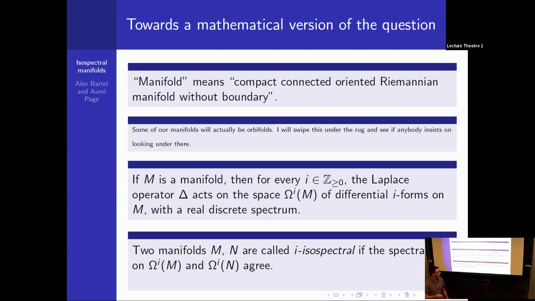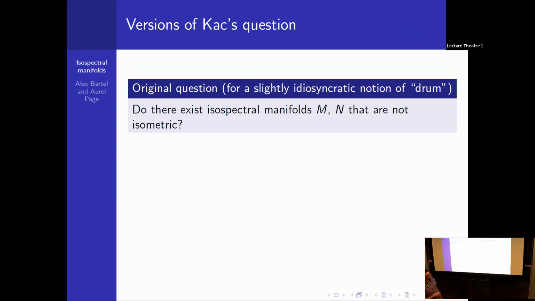Zero-isospectral is abbreviated to isospectral, so that's the spectra on functions. And so the original question can be phrased as, and this is the contrapositive, I guess, do there exist manifolds on which the Laplace operator has the same spectrum, but that look different? They sound the same, but they look different.